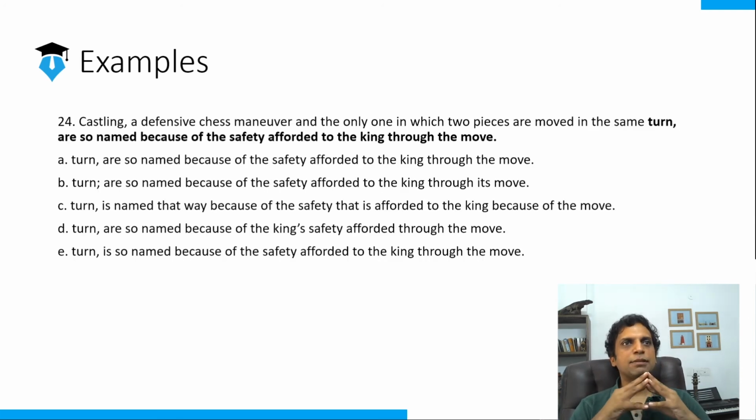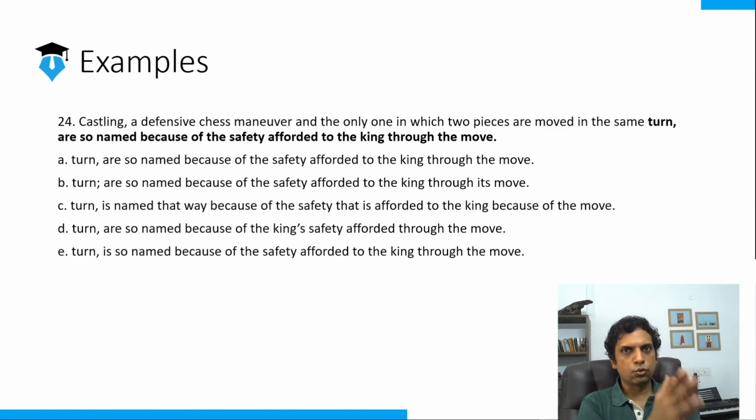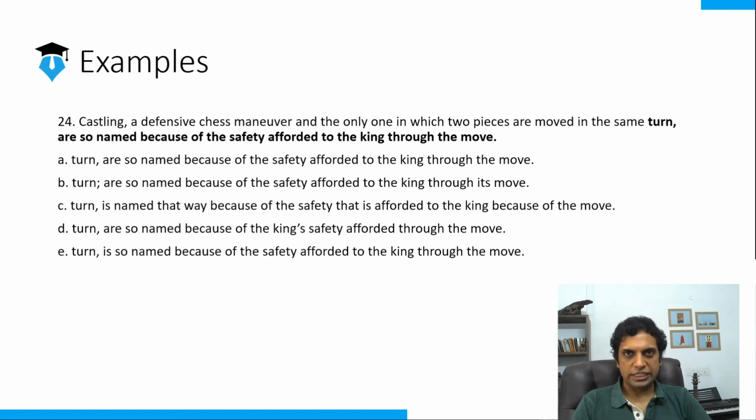Castling, a defensive chess maneuver and the only one in which two pieces are moved in the same turn. You've read this much of the sentence, you know which is the modifier already. A defensive chess maneuver, blah, blah, blah, is a modifier describing castling. And only the last word, turn onwards, is in bold. That's what you're going to change.